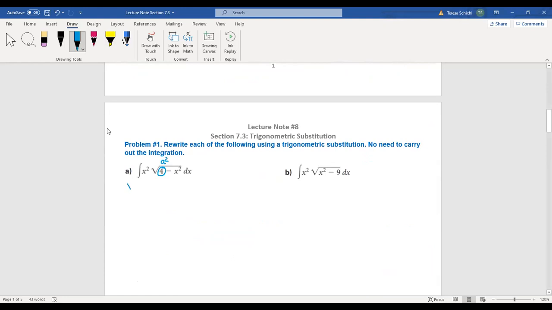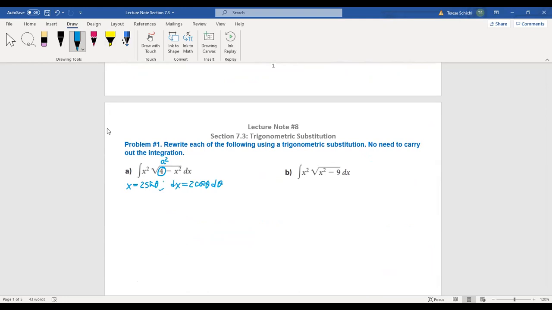So I will say x equal to a. So this is a squared. So it's 2 sine theta d theta. The 2 sine thetas, right? Okay, now just like we did a while ago, the dx is equal to 2 cosine theta d theta, right?